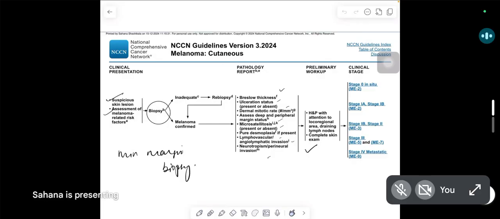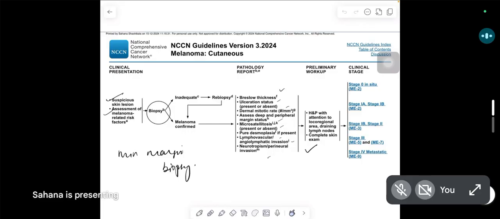If you get a very big, bulky, irregular lesion without clear margins, then you can do an incisional biopsy for that as well. Next, after getting this biopsy, you will assess for its thickness, ulceration status, mitotic rate, microsatellitosis if present, whether there is a predilection for lymphovascular, angiolymphatic, or perineural invasion, and whether there is an association of desmoplasia.